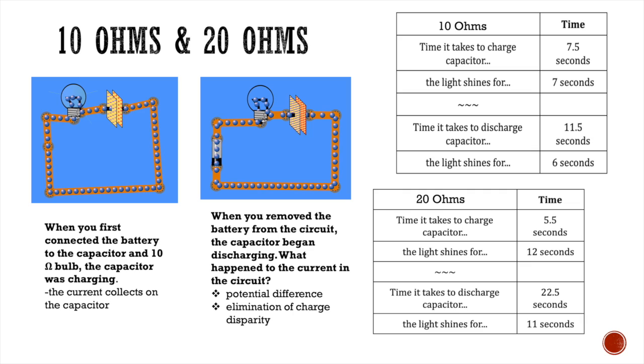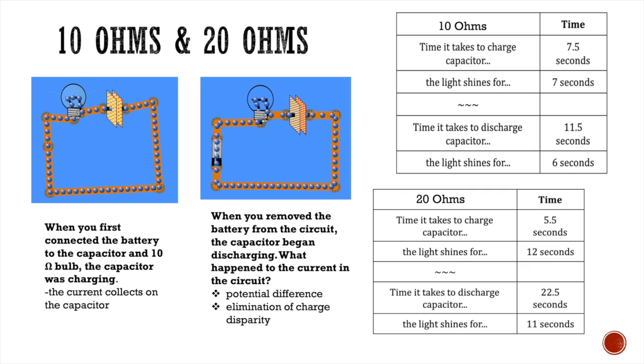With our 10 ohm bulb, we found that it took 7.5 seconds to charge the capacitor, and the light shined for 7 seconds. When we were discharging the capacitor, it took 11.5 seconds, and the light shined for only 6 seconds. With our 20 ohm bulb, it took 5.5 seconds to charge the capacitor, and the light shines for 12 seconds. When we were discharging the capacitor, it took 22.5 seconds, and the light shines for 11 seconds.